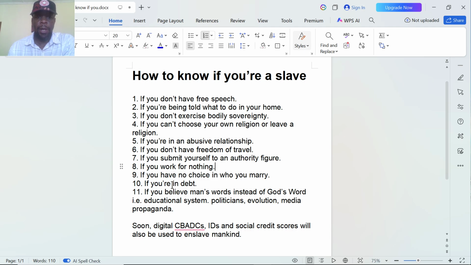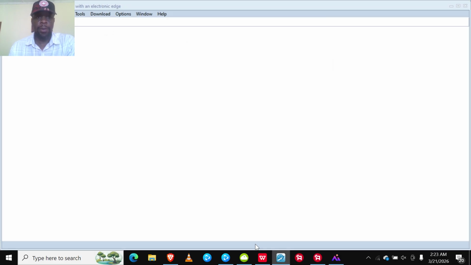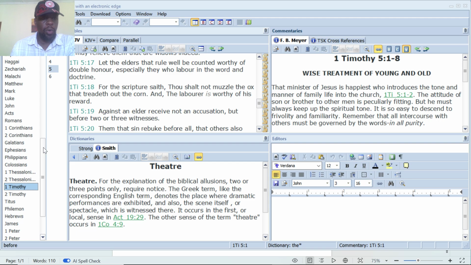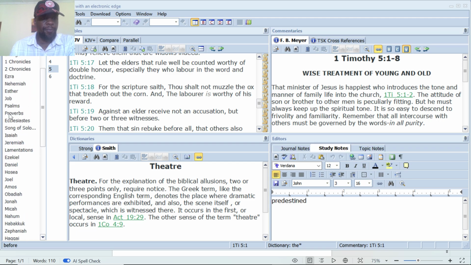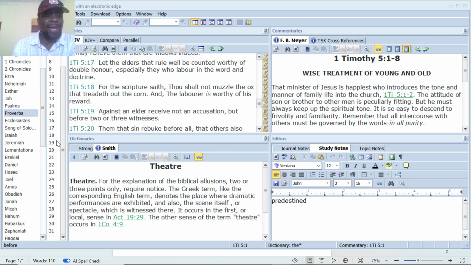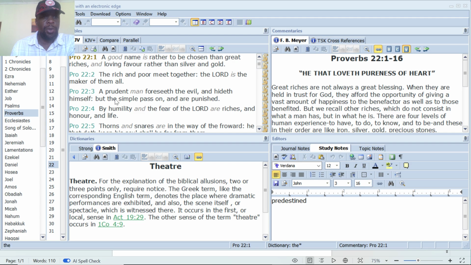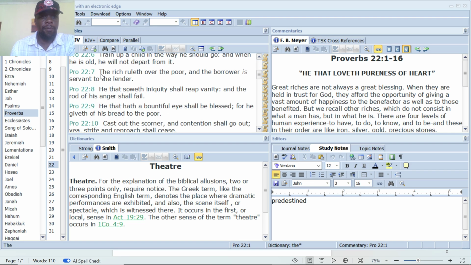Number 10, if you are in debt, especially what they call debt slavery, where you are in debt for long periods of time, we're talking of sometimes 30 or more years, there is what's called debt slavery. That's not good. The scriptures actually discourage debt. If we go to Proverbs, is it Proverbs 22? Yeah, Proverbs 22 verse 7.